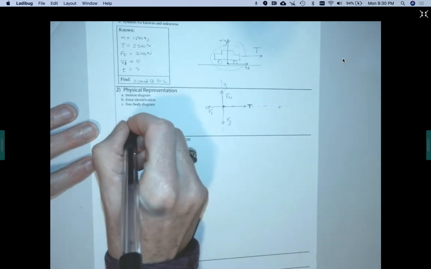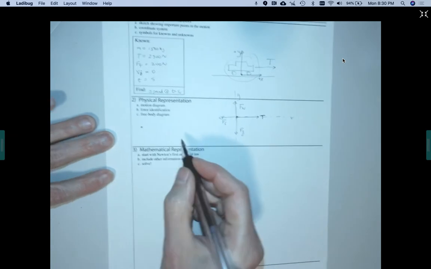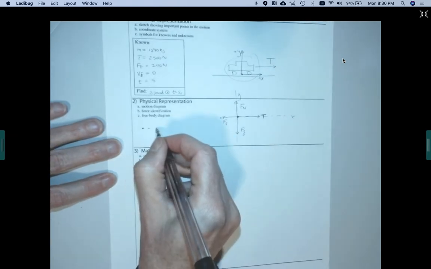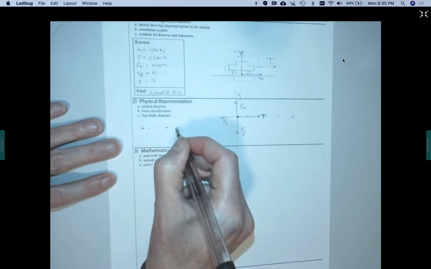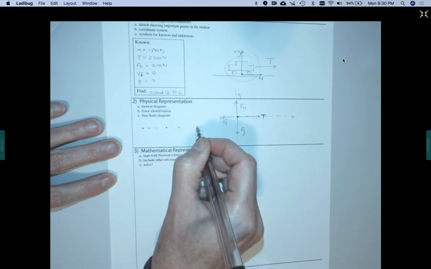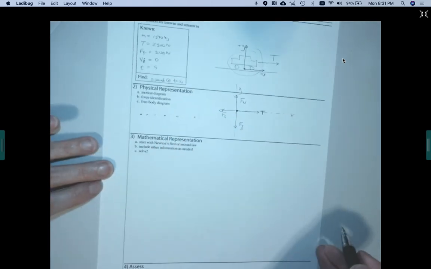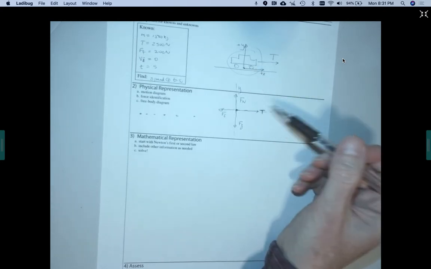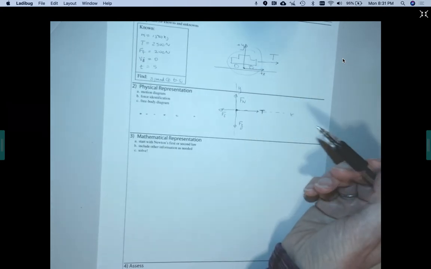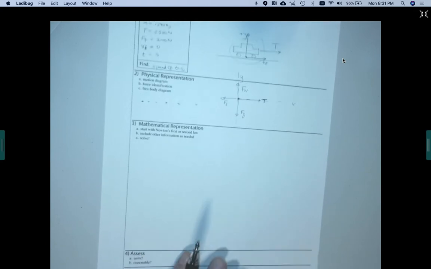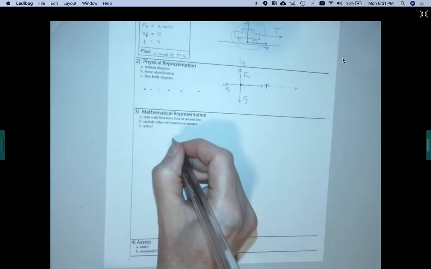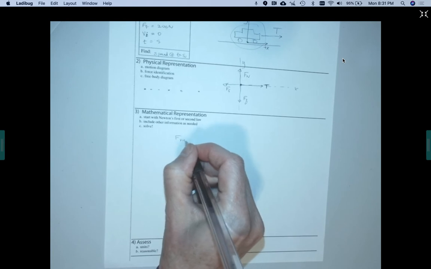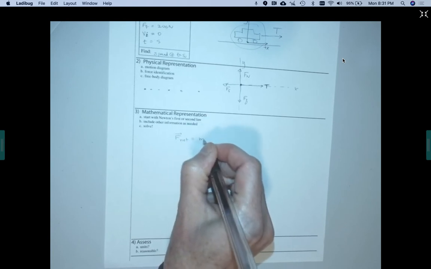So my motion diagram should show an object that's accelerating, right? So my dots will start close and then they'll get further apart. Okay, so that's my motion diagram. And force ID we kind of did up here, looking at the forces that are acting on it. Now we're going to start with Newton's second law, F net equals mass times acceleration.